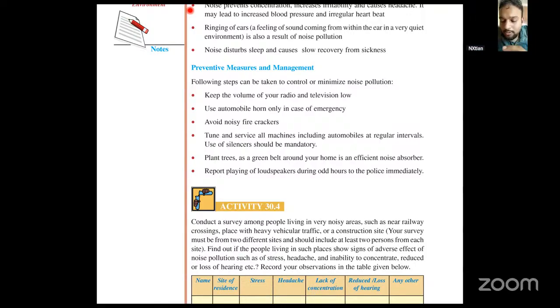So noise pollution can increase irritability and headache, like those who are in traffic, they just have headaches and all. So these things are there. So noise can disturb sleep and slow recovery from sickness.